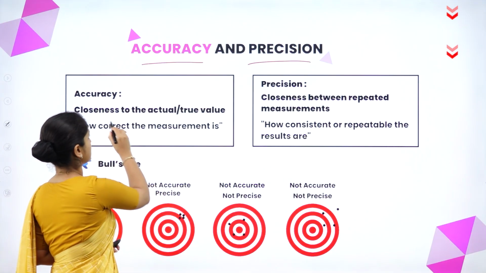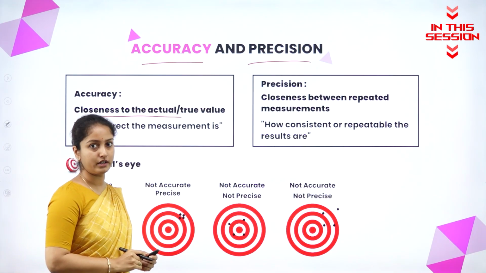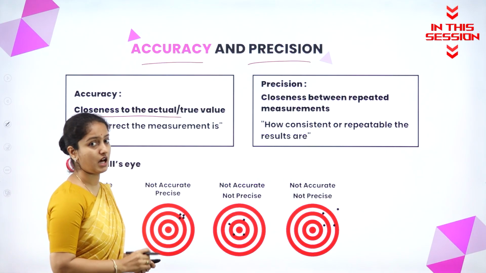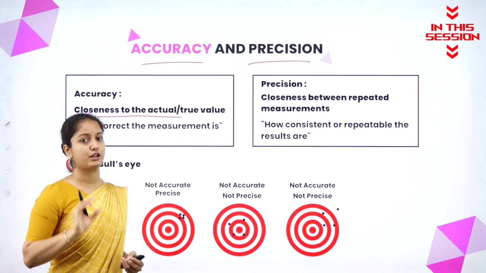Accuracy means it is closeness to the actual or true value. That means how close it is to the actual measurement.